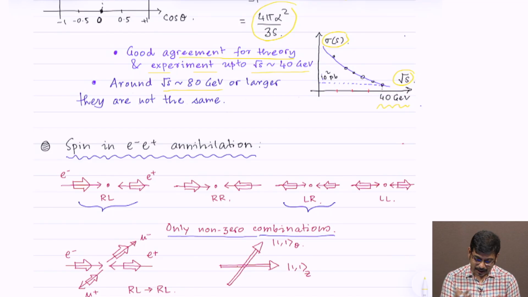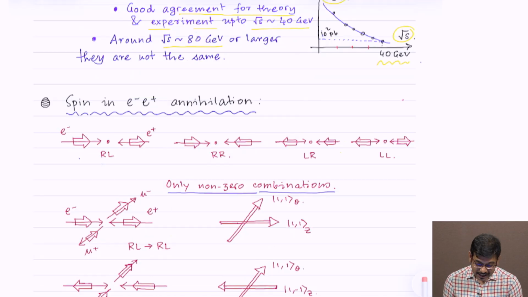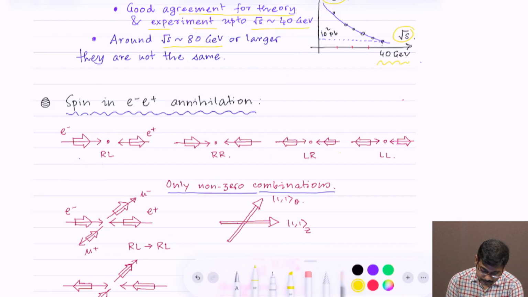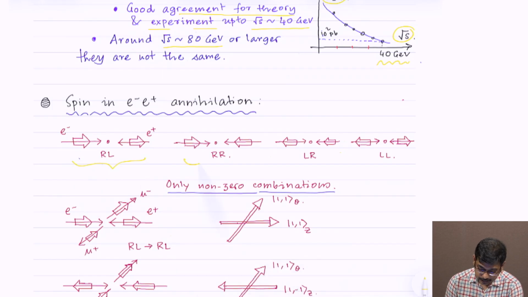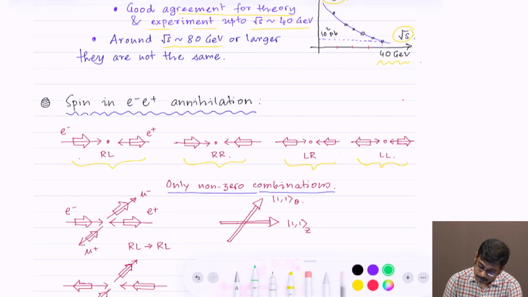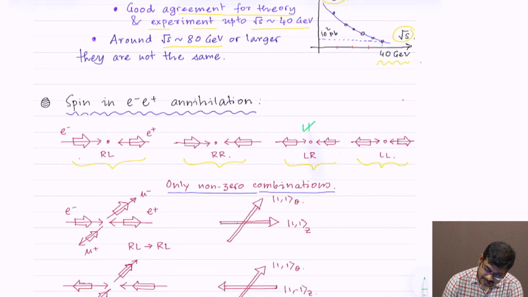I am just going to end the class by telling you a little more of what we were discussing regarding the spin configurations. Out of the different combinations which are possible, like RL, RR, LR and LL that we had, the only non-zero configurations are essentially LR and RL, correct? These are the only non-zero amplitudes for the current, for the initial state and also for the final state.